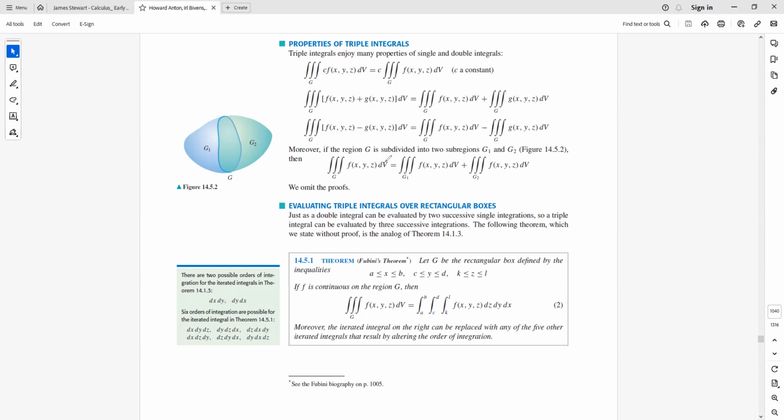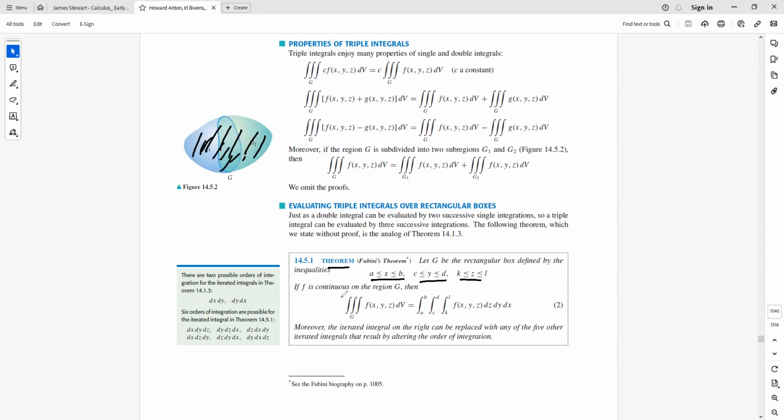So you can think about computing volumes using the triple integrals. So here is a theorem that says that let G be a rectangular box defined by these inequalities. If f is continuous on the region G, that is, if we have some region G like this here, you can see there's some region bounding some volume.